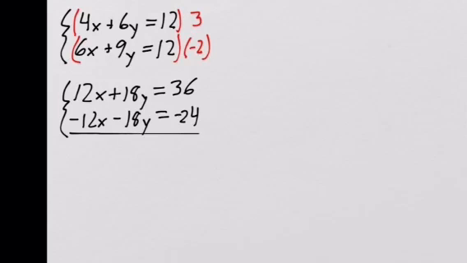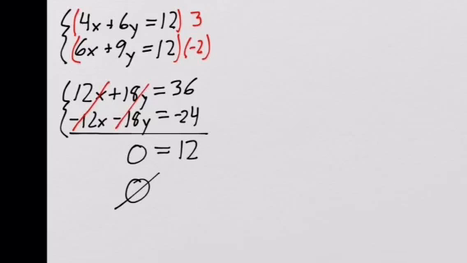If I add these two equations together, I got the 12x and minus 12x to cancel out like I want, but also the 18y and minus 18y canceled out. So I am left with nothing on the left-hand side, so adding that together I just get 0. On the right-hand side, 36 minus 24 is 12. Well, there are no values of x and y for which 0 equals 12. So this is going to be no solution.